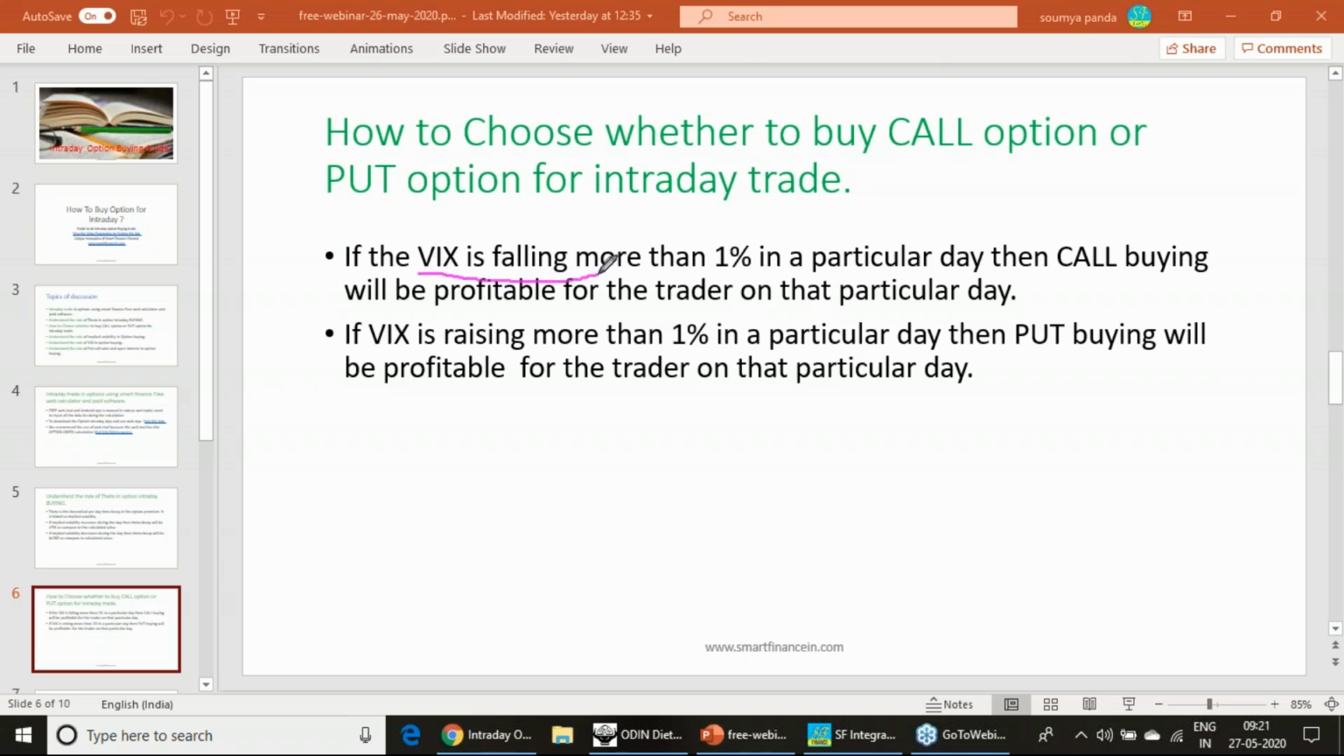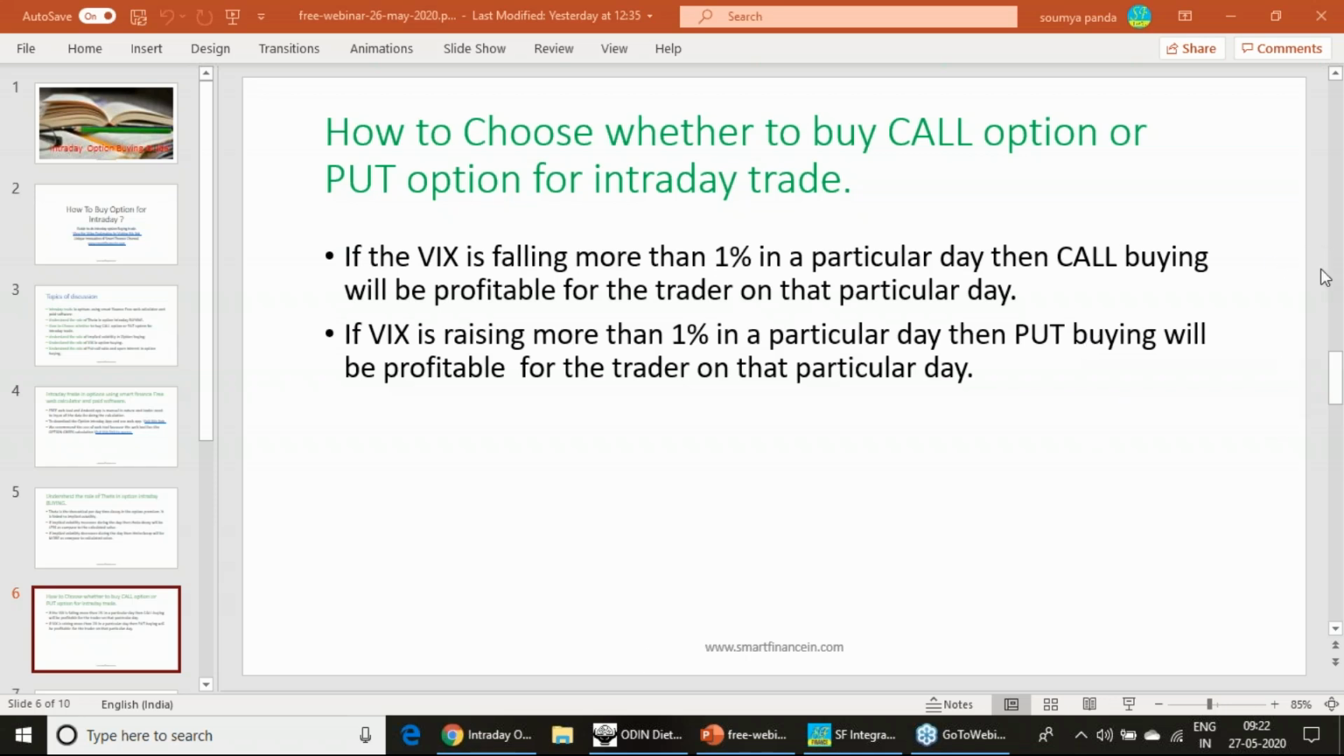So if the VIX is falling, this is a very important part. If the VIX is falling more than 1% in a particular day, then call buying will be beneficial for you that day. In the same way, if the VIX is rising by 1% in a particular day, then put buying will be beneficial. So buying call options is beneficial when the VIX is falling, and buying put options is beneficial whenever the VIX is rising. Irrespective of Nifty, Bank Nifty or stock options, this rule is applicable.